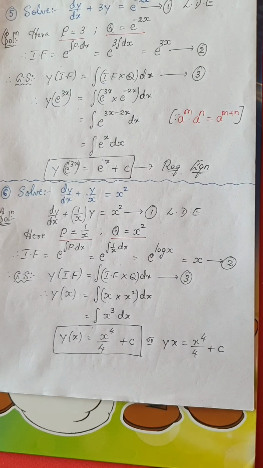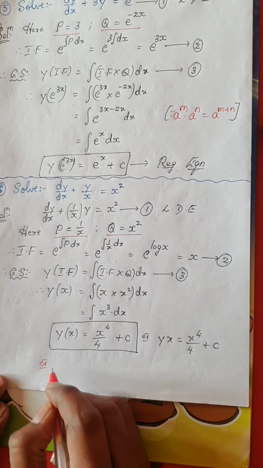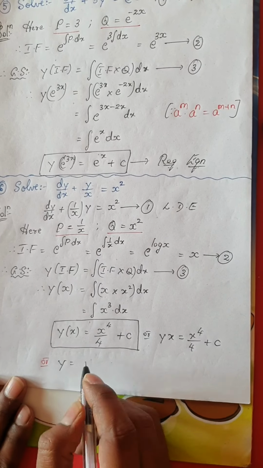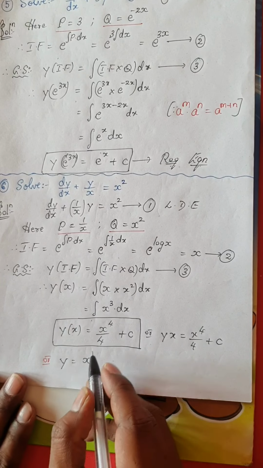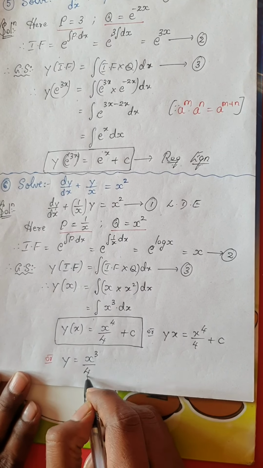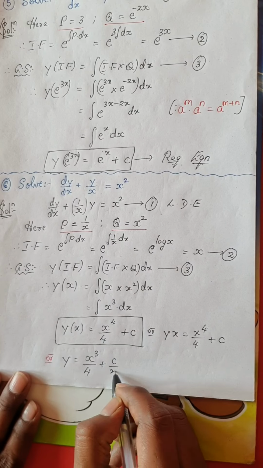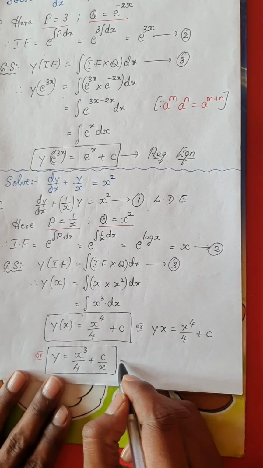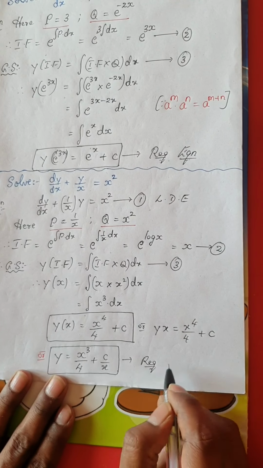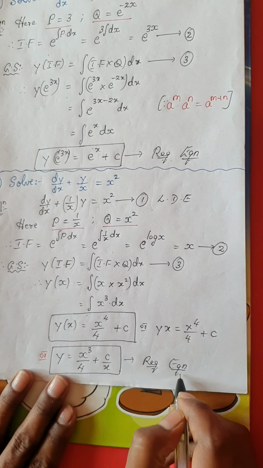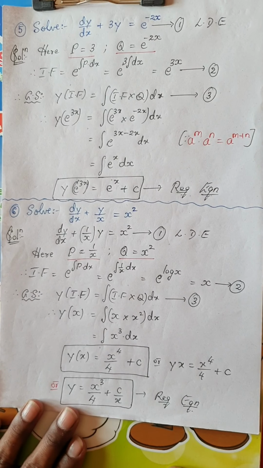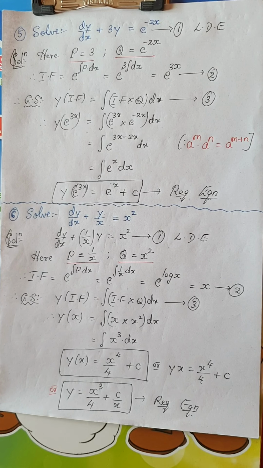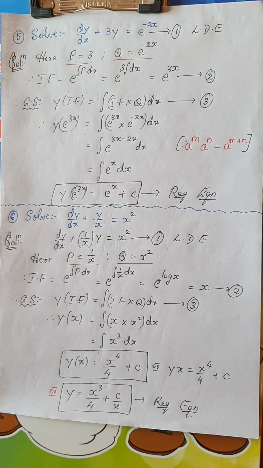Or else you can further rewrite this by dividing throughout by x. What happens? y would be x power 4 divided by x, which is x cube, divided by 4 plus c divided by x. I'm going to write this as my required equation. Right, dear students, this is how you solve the linear differential equation for a 5-mark question.